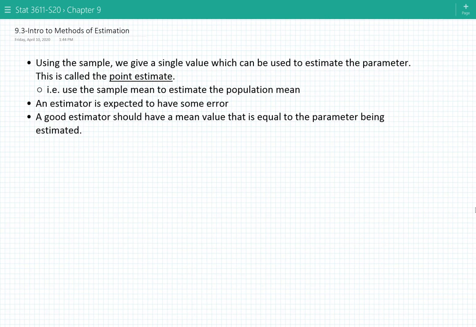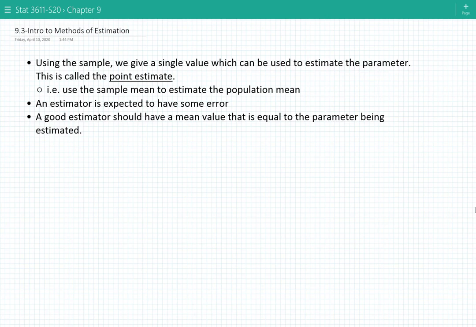So you can take a sample and compute a statistic, right? We'll get a value and we can use that to estimate the parameter. That's referred to as a point estimate, right? So some common examples of point estimates would be things like the sample mean, x bar, as a point estimate for the population mean. We can use the sample variance, s squared, as a point estimate for the population variance, and things like that. Now, whenever you have an estimator, we assume it's going to have some error, right?